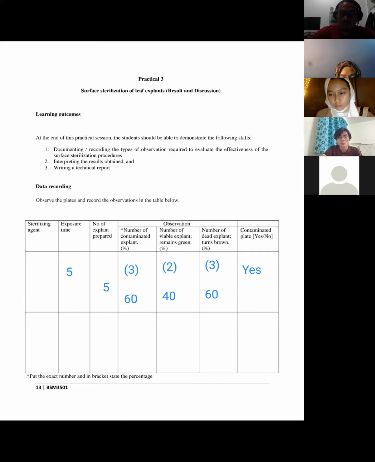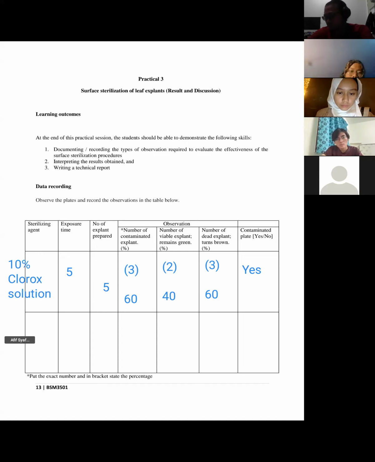How to know whether the plate is contaminated or not? I refer to the number of viable explants, which remain green, and the number of contaminated explants. The percentage of viable explants is higher than the percentage of contaminated explants. So I assume that the plate is sterile, not contaminated.